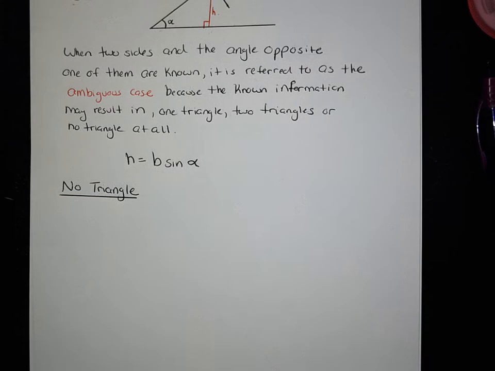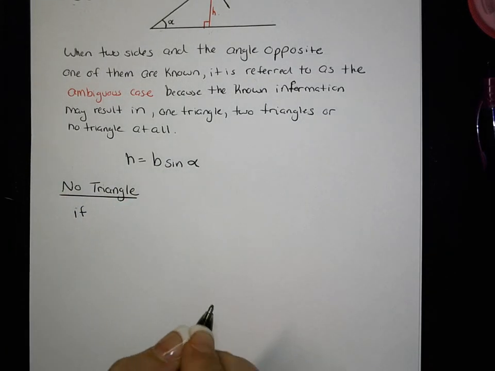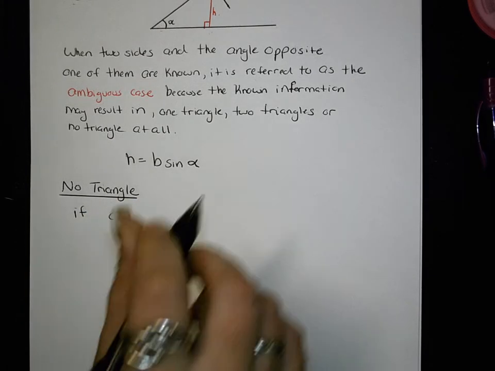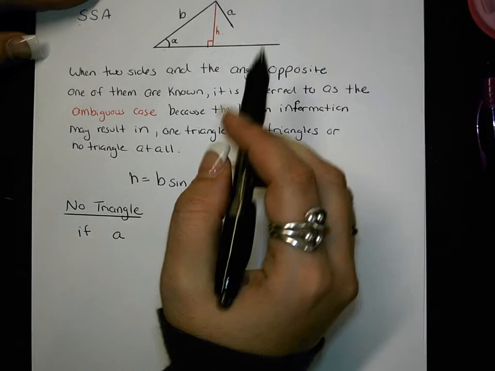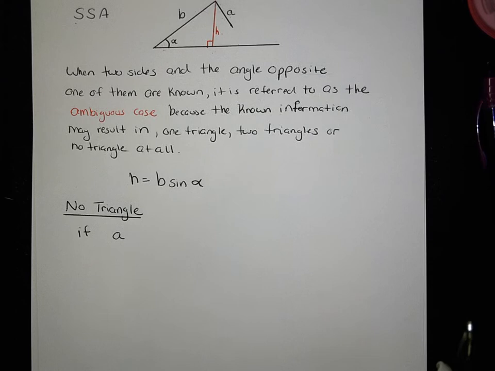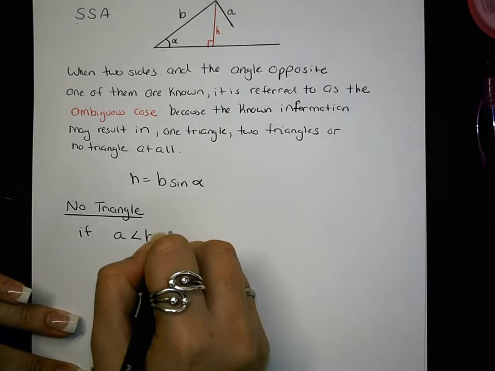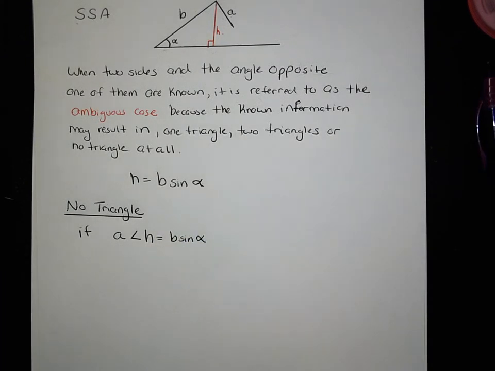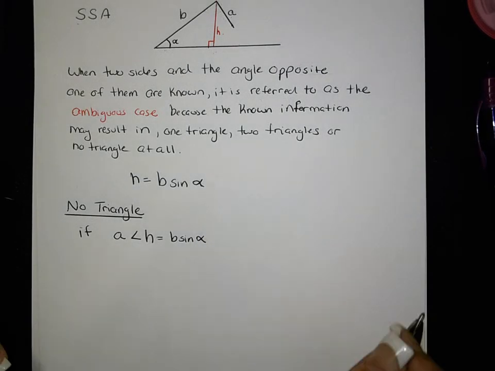Okay, so our first case is if we have no triangle. So if side a, this piece up here, let's put that down there, if side a is less than the height, remember the height we're going to say is b sine of alpha, we're going to result in no triangle, because that side is not going to be long enough to form a triangle.